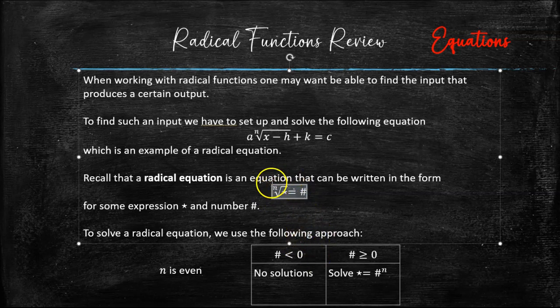So if the index is even, so you have some even root of some expression equal to a negative number, that's impossible. Therefore, the solution doesn't exist. However, if the right-hand side is positive or equal to 0, then you can solve that equation by simply raising both sides to the power n.